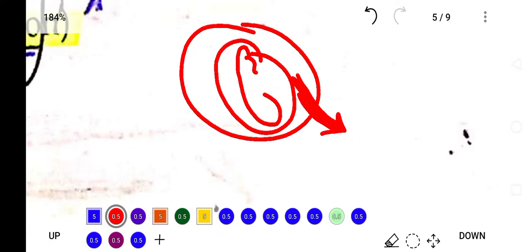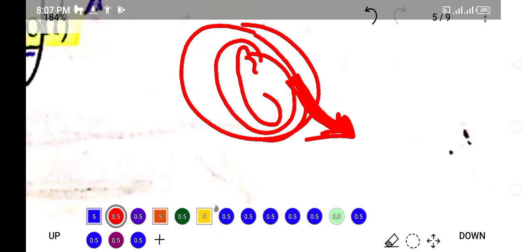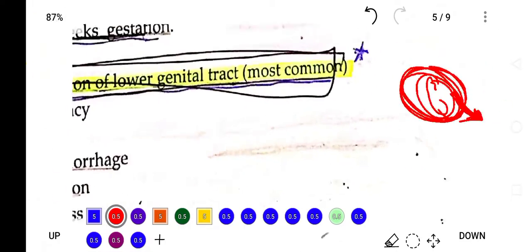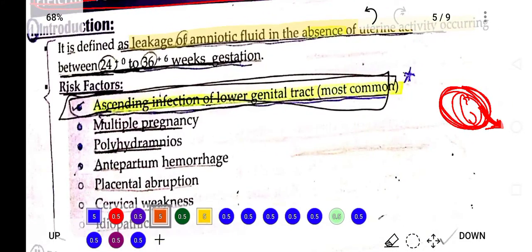In this condition, when amniotic fluid is leaked out, the baby will have no safe environment to live, so that can create problems. And this is a dangerous condition that occurs between 24 to 36 weeks of gestation.